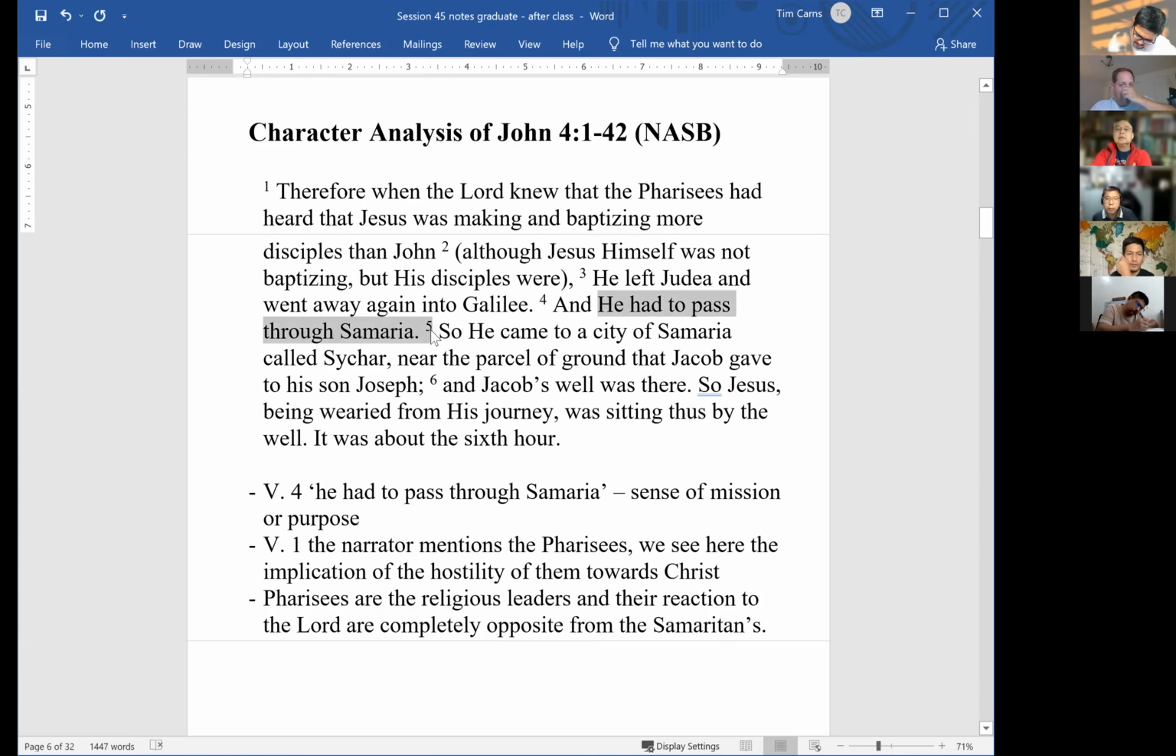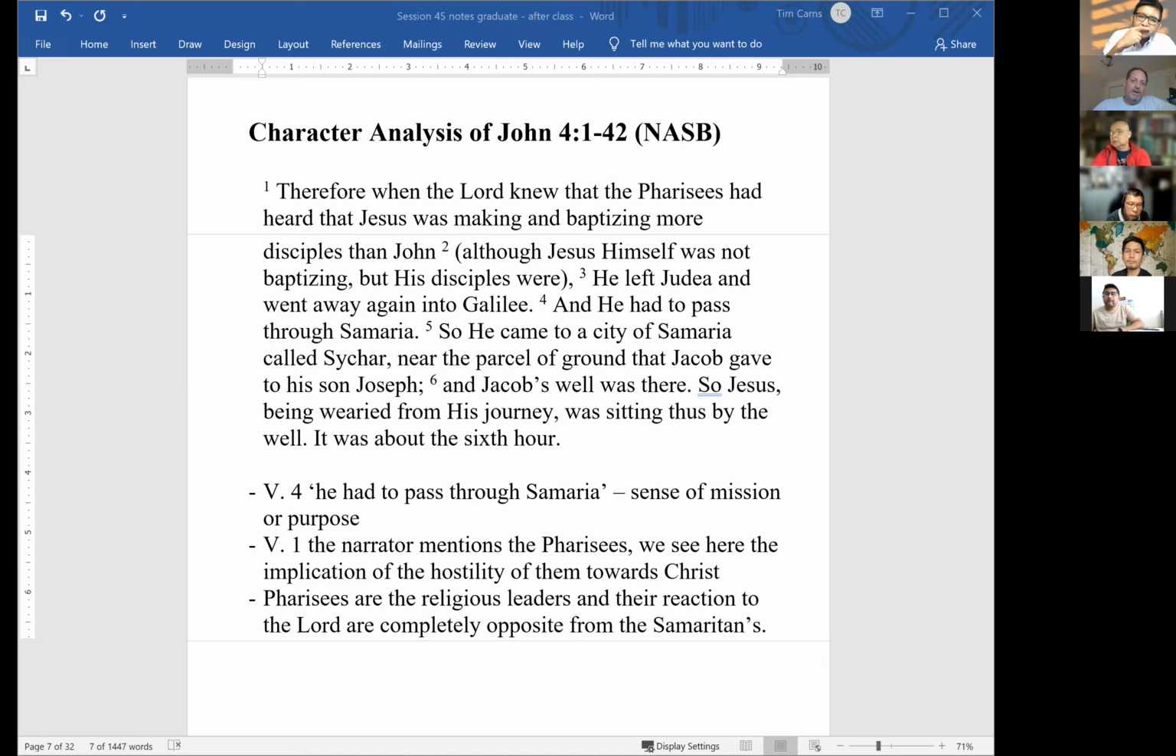I think there is also some significance in the first two verses in describing Jesus making and baptizing more disciples, and because of the opposition of the Pharisees, it's like Jesus was forced to be driven away from that work of making disciples. But then the irony of it all is, because he had to pass through Samaria, he ended up with, again, more disciples, or followers or believers, through the person of the Samaritans. Yeah, that's a good observation.